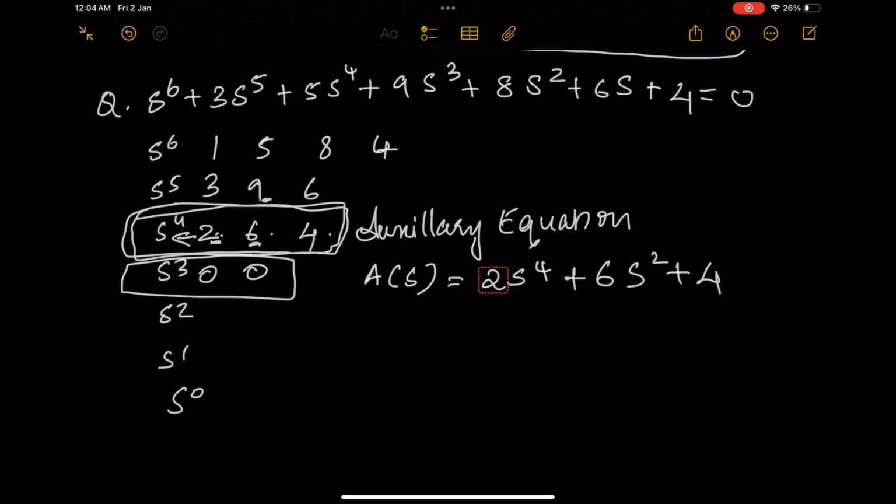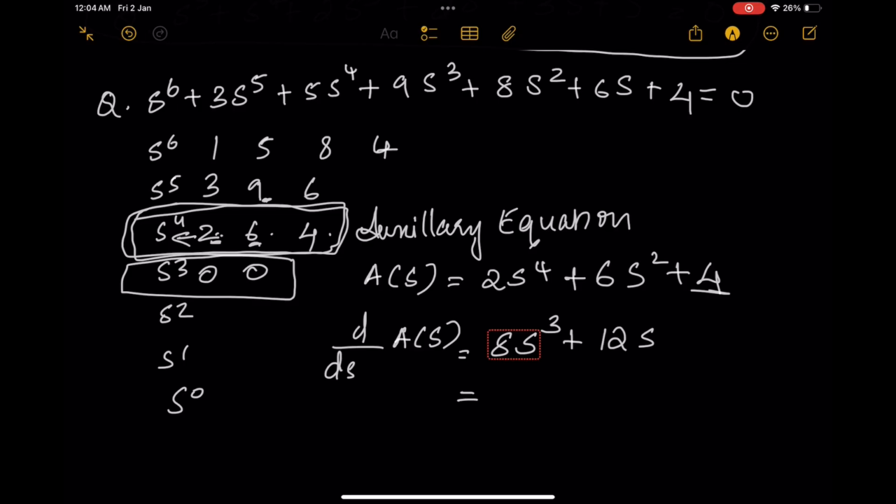Now the next step is to take the derivative of the auxiliary equation, that is d by ds of A of s, which gives me 8s raised to 3 plus 12s plus 0. The derivative of a constant is 0, so I'm not considering this. Then I've got the derivative as 8s cube plus 12s. On simplifying this, we get 2s cube plus 3s.